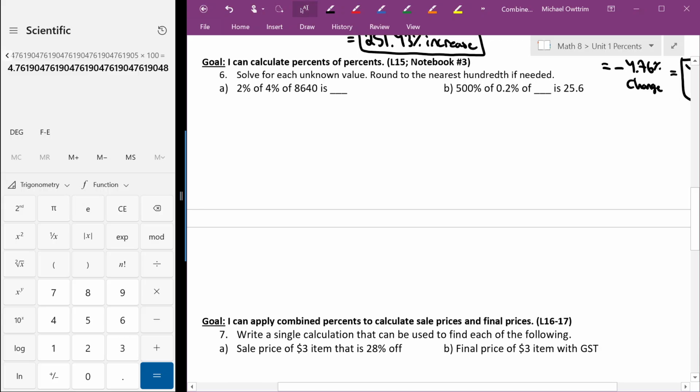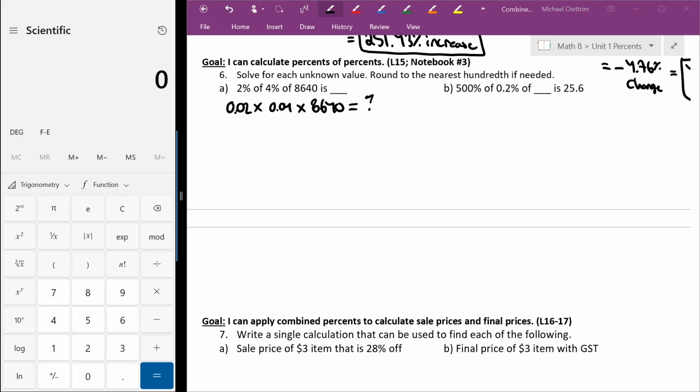Final kind of just calculation topic we have is calculating percents of percents. And the key here is of means multiply. So we're going to go ahead and just translate this to an equation. Our 2% is 0.2 as a decimal, of means multiply. Our 4% is 0.4 as a decimal, of means multiply. 8,640 is just a number, so we leave it alone. Is translates to equals, and I don't know what that equals, but we can calculate it.